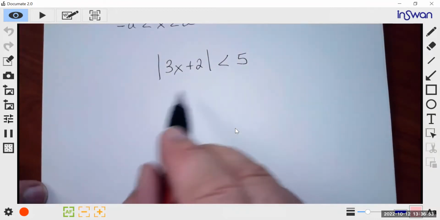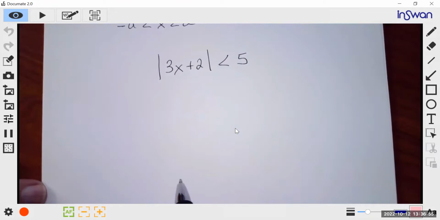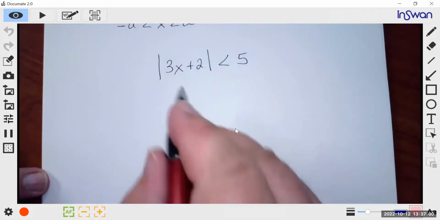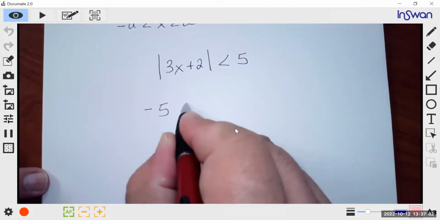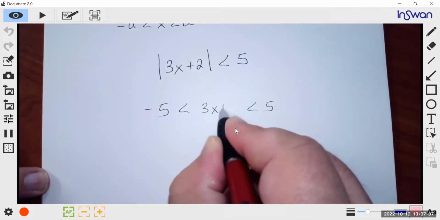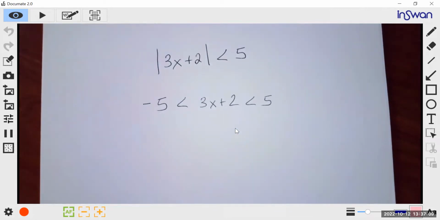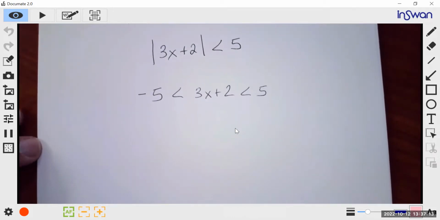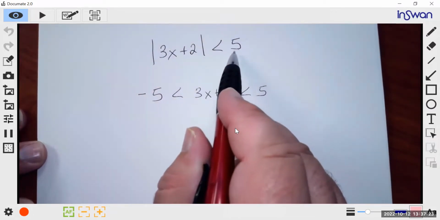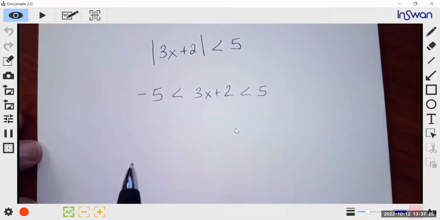So, is the absolute value isolated? Yes. So if I drop the absolute value, what happens to this? Right. So whatever's inside the absolute value sits in between positive and negative 5. Because if it's less than positive 5, that means it has to be greater than negative 5.